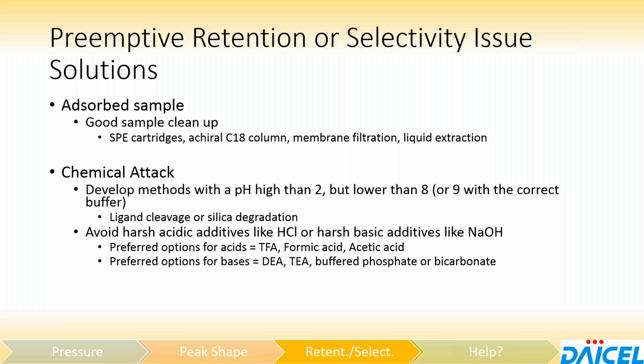Make sure that even if you are within the suggested pH range of 2 to 8 or 9, you're not using harsh additives like HCl as an acidic additive, or harsh basic additives like sodium hydroxide. We would recommend that you use for acids something like TFA or formic acid or acetic acid. Much gentler on the column and much less likely to cleave the ligands or the polymer off the surface. And for bases, use an organic base like DEA or TEA if you're doing a normal phase or a polar organic method, or a buffered phosphate or bicarbonate system if you're doing reversed phase.